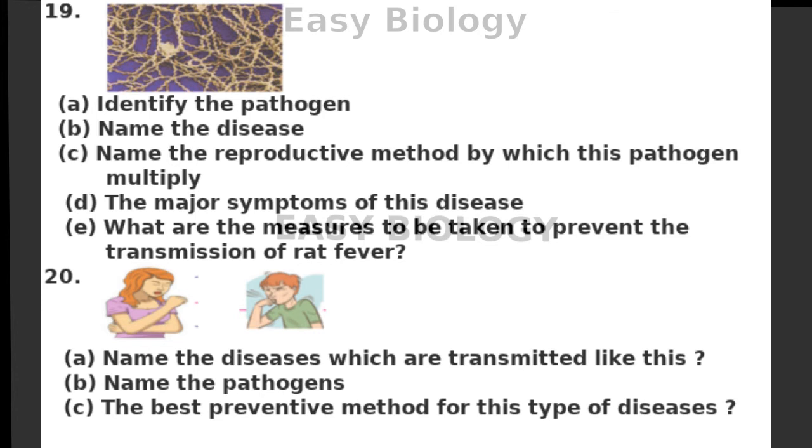Question 20C. The best preventive method for this type of diseases. Answer: vaccination. Vaccination is the best preventive method for this type of diseases. For diphtheria, the vaccine is pentavalent or DPT vaccine. And for tuberculosis, the preventive vaccine is BCG.